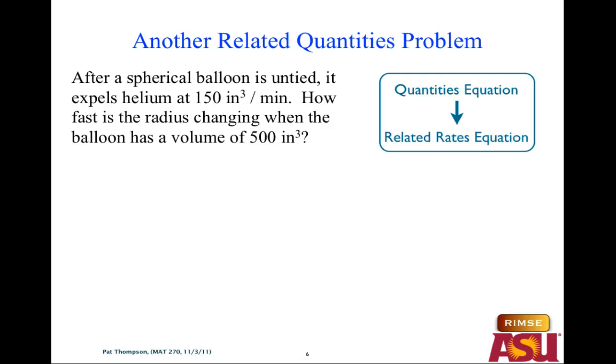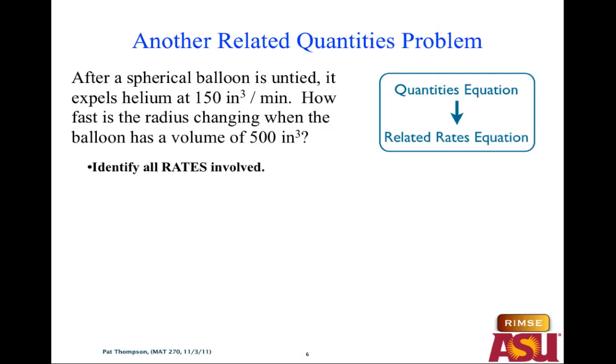So here's a question. After a spherical balloon is untied, it expels helium at 150 inches cubed per minute. How fast is the radius changing when the balloon has a volume of 50 inches cubed? So here's a more detailed roadmap that I recommend for these. First, let's identify all the rates involved. Whether they're known or unknown, whether we know what the value is or not, what are the rates involved? So what is one rate involved here?